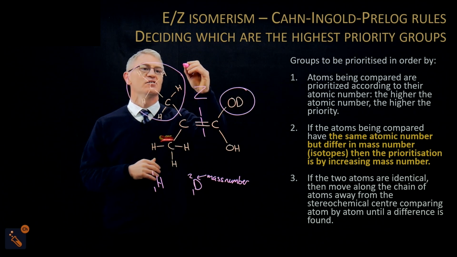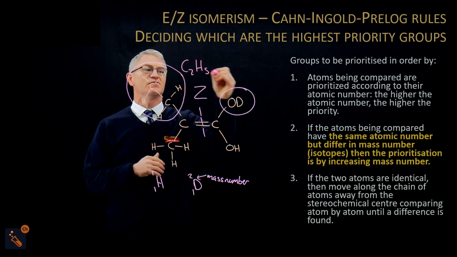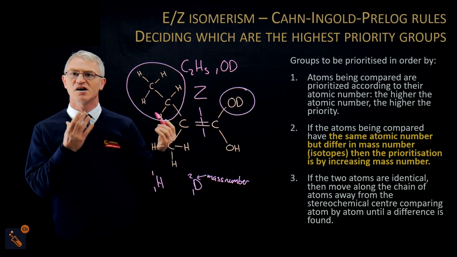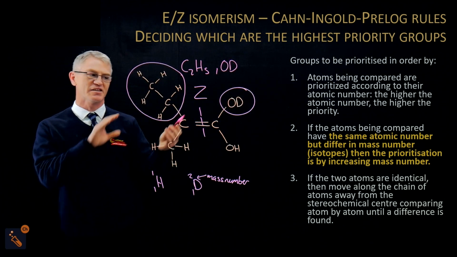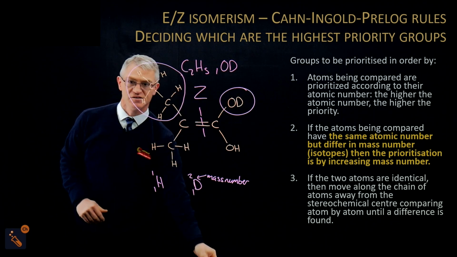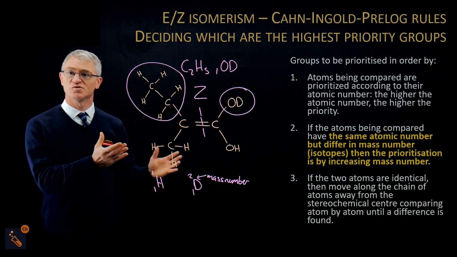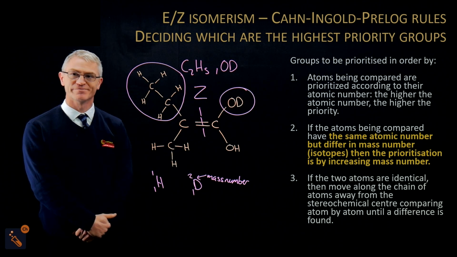You could say that is C2H5 and OD, and they are your highest priority groups, and they're on the same side. And that is how you do a Z isomer using rule 2 and rule 3.